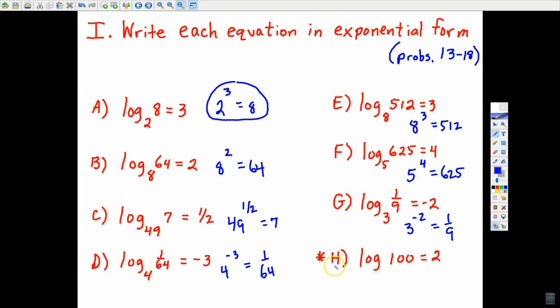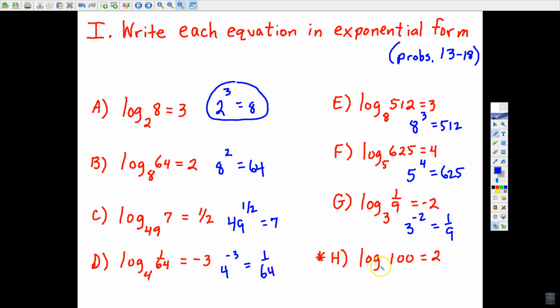Now I put a little star by H because as you can tell, it's different than the rest. I'm not showing a base number. There is a base, but it's not showing. So I wanted to give you a heads up. Whenever you see this going forward, this will be true whatever math class you take. If there is no base written or showing or printed in your book, it's always understood to be base 10. This is called the common log.